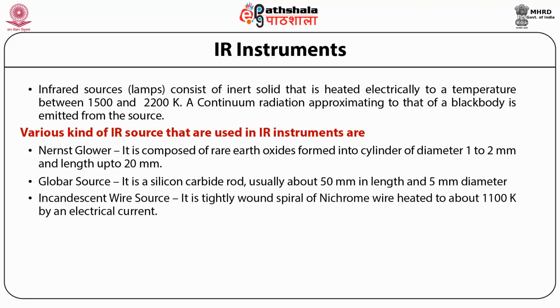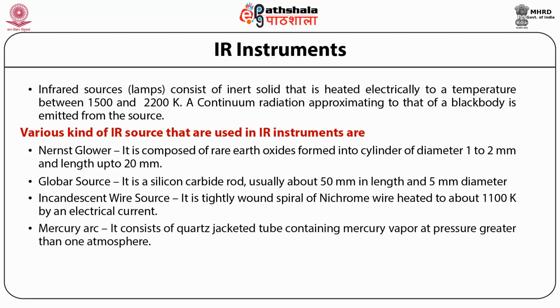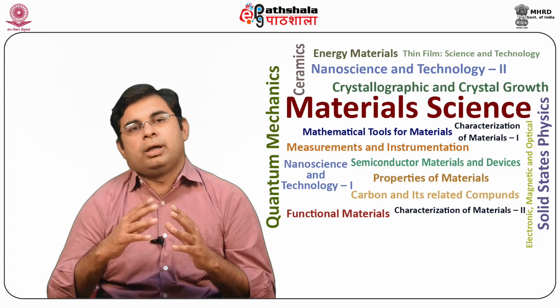Next is the incandescent wire source. It is a tightly wound spiral of nichrome wire heated to about 1100 Kelvin by an electrical current. Next is the mercury arc. It consists of a quartz jacketed tube containing mercury vapor at pressure greater than 1 atmosphere. And next we have an ordinary tungsten filament lamp and a carbon dioxide laser source.